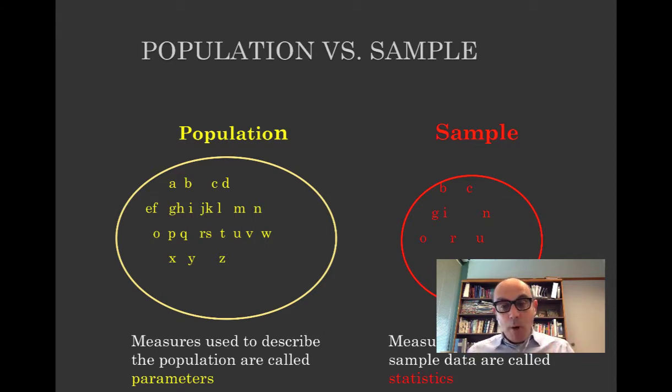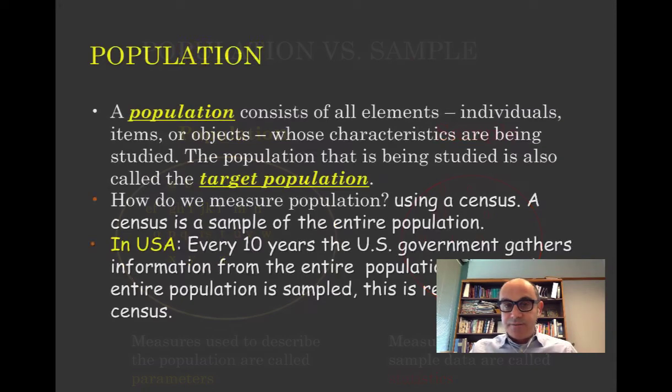So again, another way of looking at population versus sample. A sample is a small proportion of the population, but it has to have the characteristics of the population itself. For example, every 10 years, the US government gathers information on the entire population. Since the entire population is surveyed, it is referred to as a census. So we are trying to measure who is the population in the United States, and it is always an issue when elections come.